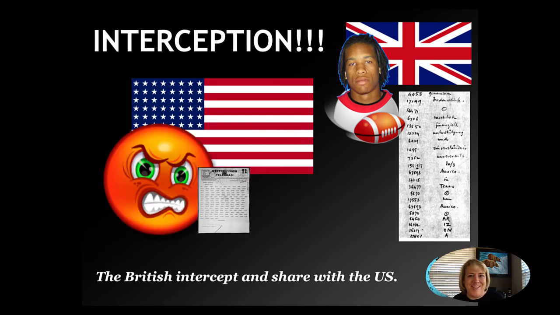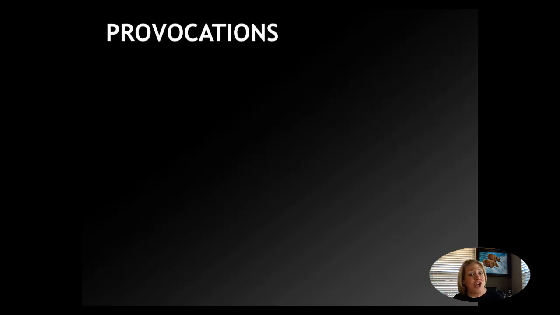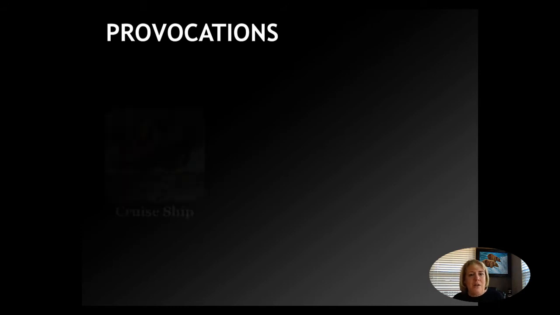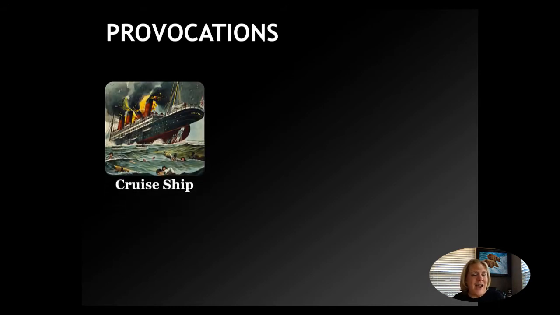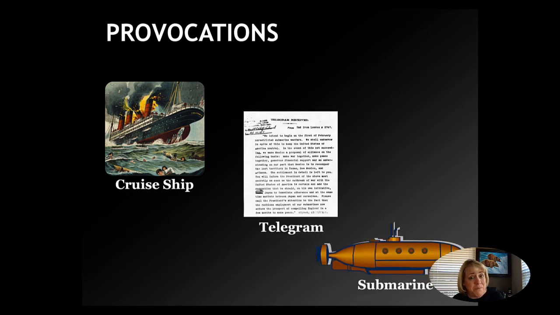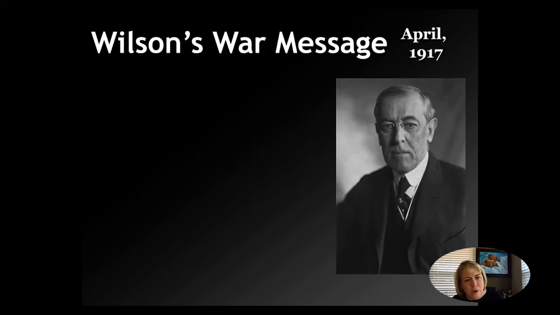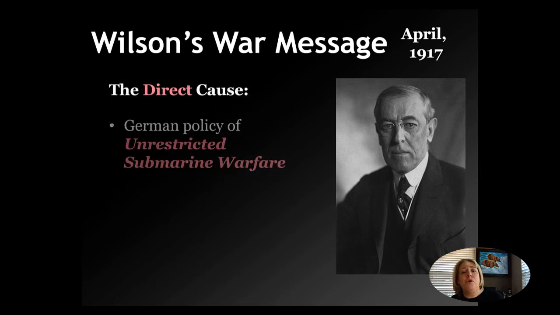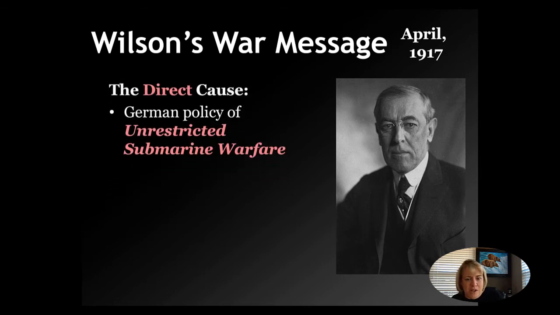Isn't that nice? Fortunately for us, the British government intercepted this telegram and shared it with us. Well, this is pretty much all we need. The provocations have stacked up enough where it's time that we get involved. Remember, it was a cruise ship, a telegram, and the submarines. These are the reasons that Woodrow Wilson will use when he goes and asks Congress for a declaration of war. So in April of 1917, that's exactly what he does.